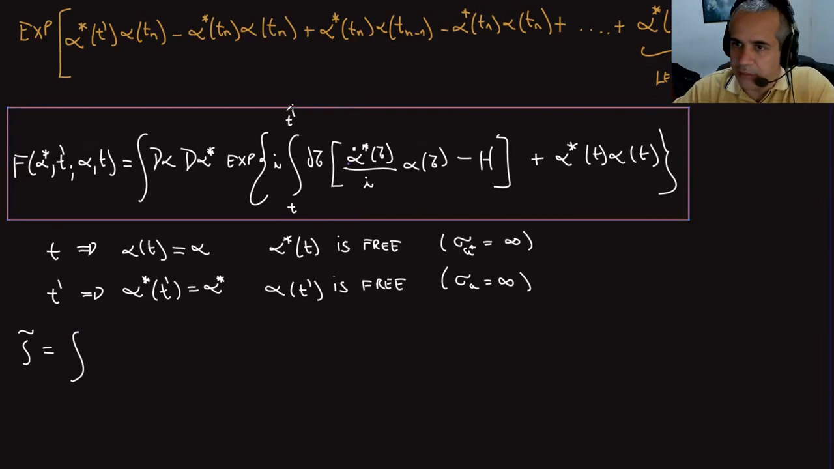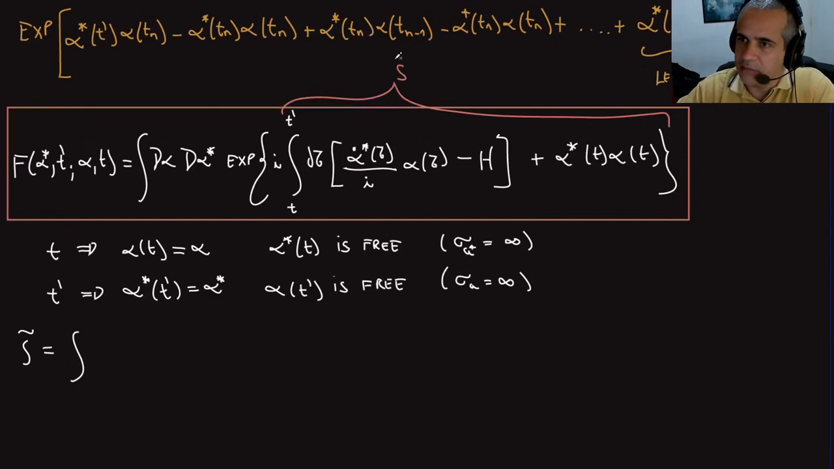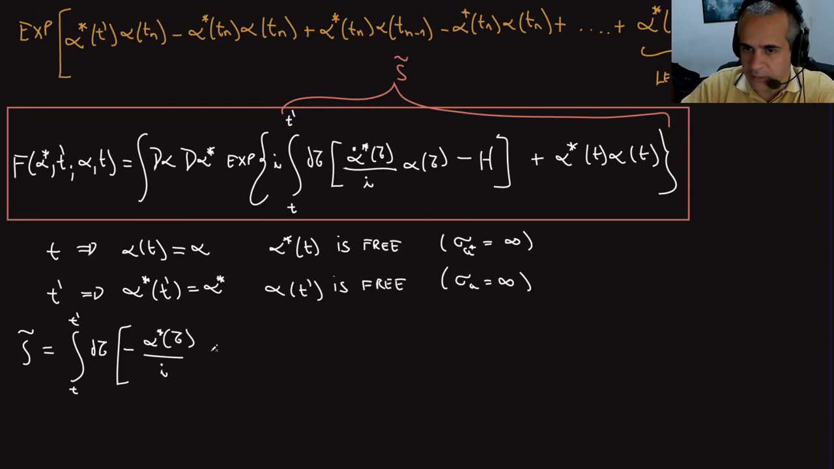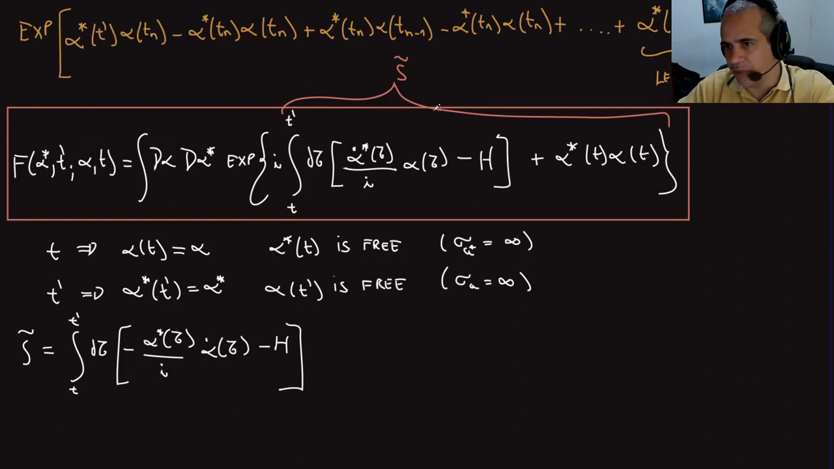Let me just define this as S tilde, so everyone knows what I'm talking about. And then if I do the integration by parts, I get d tau, with a minus sign that shows up here, of tau over I. The dot ends up here, alpha dot of tau. I'll just keep the Hamiltonian where it was. And then there's a total derivative on this part, which I can integrate and it will be just alpha of tau, alpha star of tau, calculated between points t prime and t.